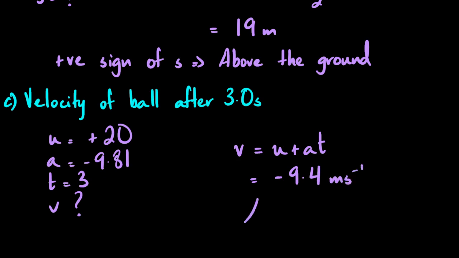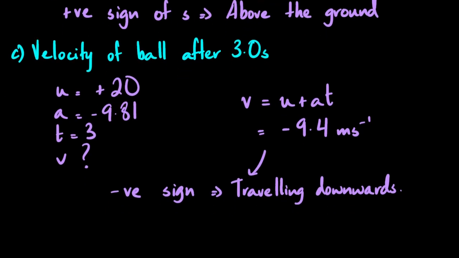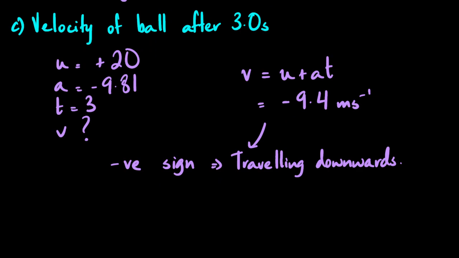And now this negative sign shows that it's traveling downwards. So the negative sign implies it's traveling downwards. Right, so the sign of the displacement shows where it is with reference to the ground, which is our starting position in this case, and the sign of the velocity shows where it's traveling at a certain instant in time. Let's add a part D, which is the maximum height reached, an examiner favorite in both the MCQs and in the structured questions.